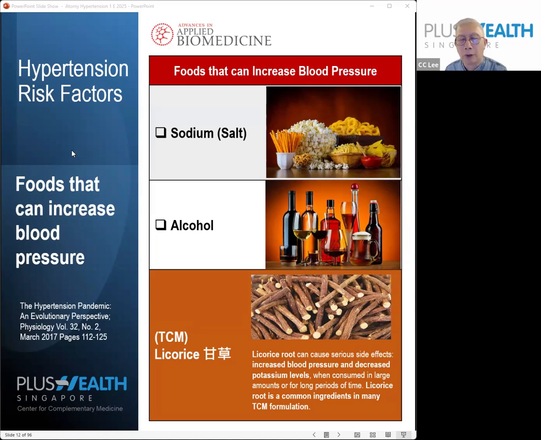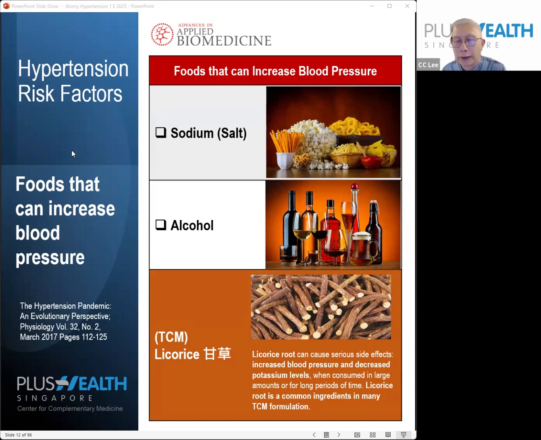This compound is called licorice. Licorice in Chinese is gancao. It's a very common TCM ingredient in all the TCM concoctions. Very common. Most of the TCM formulations or concoctions would have licorice as one of the ingredients. Licorice is a very common ingredient for neutralizing the potency or toxicity of the various herbs. So it's very commonly used.